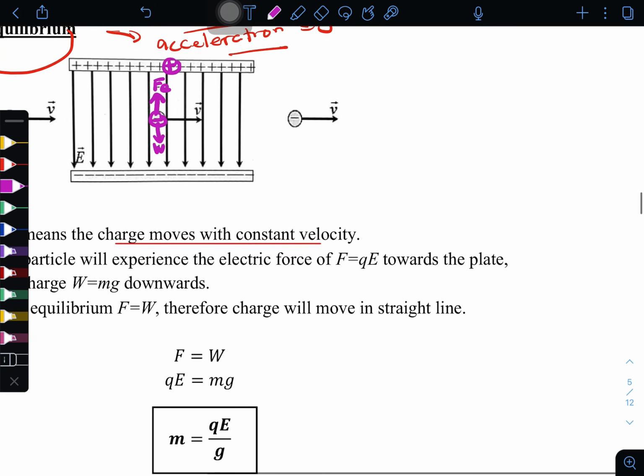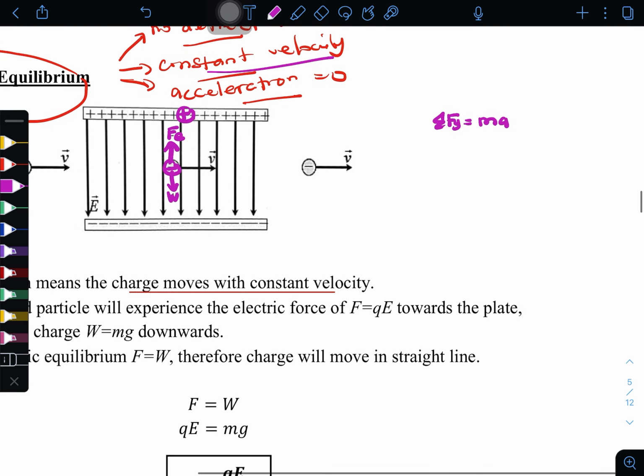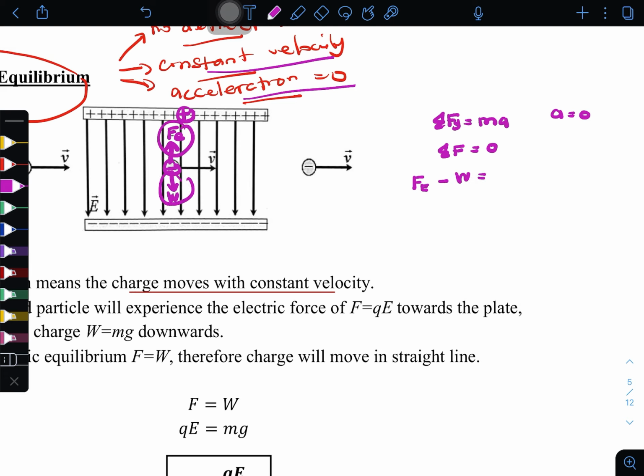By using chapter 4, summation of force in Y is equals to MA. But it has a constant velocity. So, acceleration equals to 0. Summation of force is equals to 0 sebab A equals to 0. Right? So, force yang ada ialah FE ke atas dan weight ke bawah. FE minus W equals to 0. So, FE is equals to W.